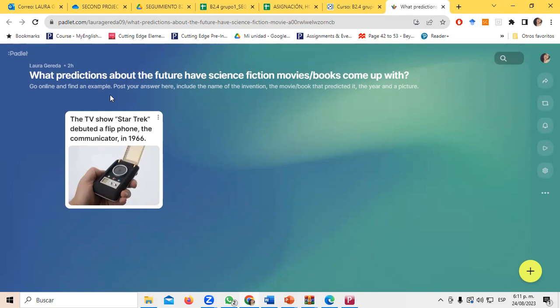and find one example. I want you to post your answer here, so include the name of the invention, the name of the movie or the book that predicted it, the year, and of course a picture. So I put here an example for you to follow. The TV show Star Trek debuted a flip phone, the communicator, in 1966. Okay, so you're going to do something similar, and please also include your names in your post.